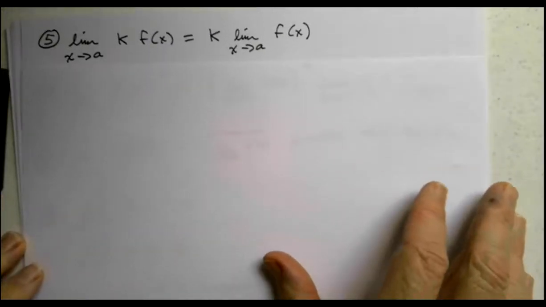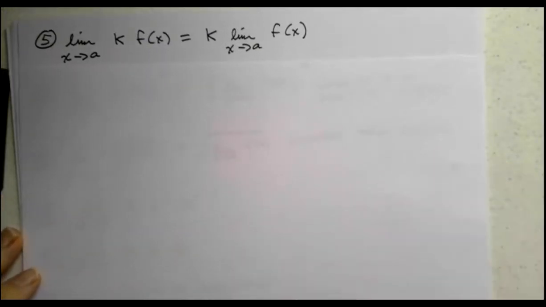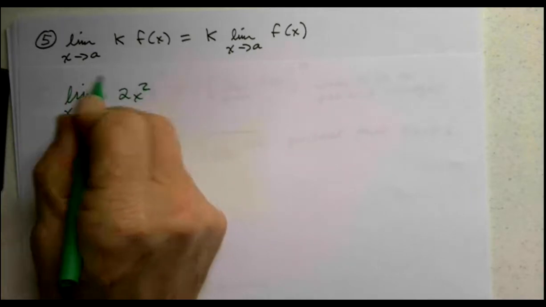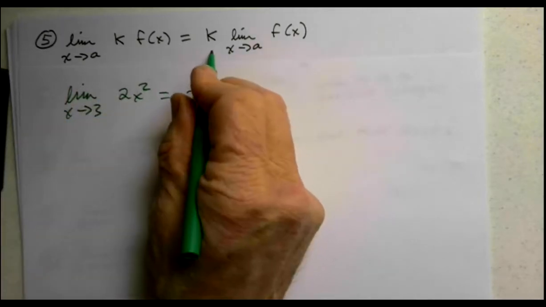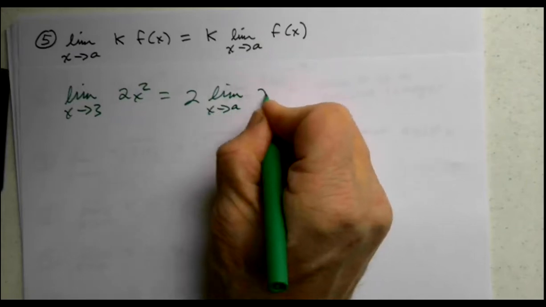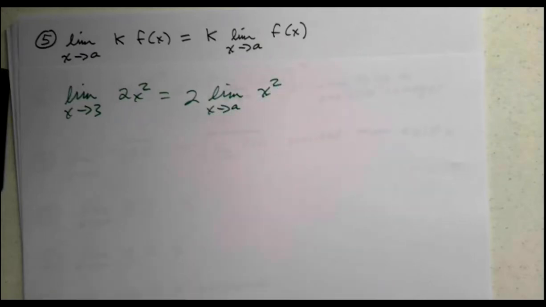Our next rule is the limit as x goes to a of some constant times f of x is that constant times the limit. So if I want to know what is the limit as x goes to 3 of 2x squared, well, what I can do is I could just say the 2 comes out in front. That's 2, that's the constant, 2 times the limit as x goes to 3 of x squared, whatever that's going to be. So that is that idea.